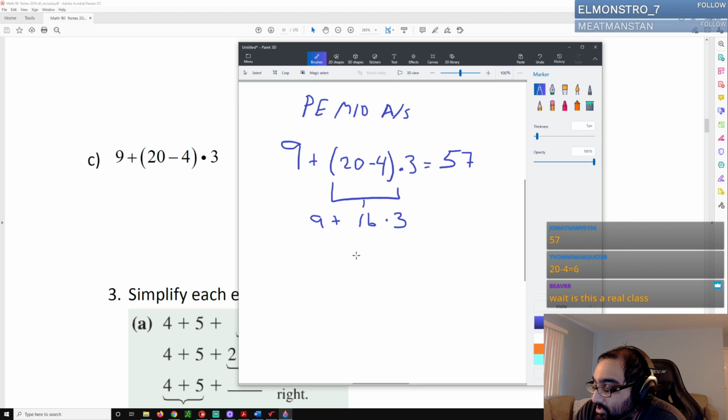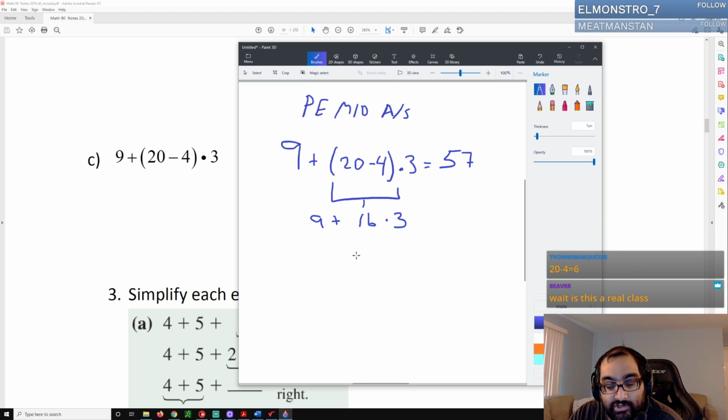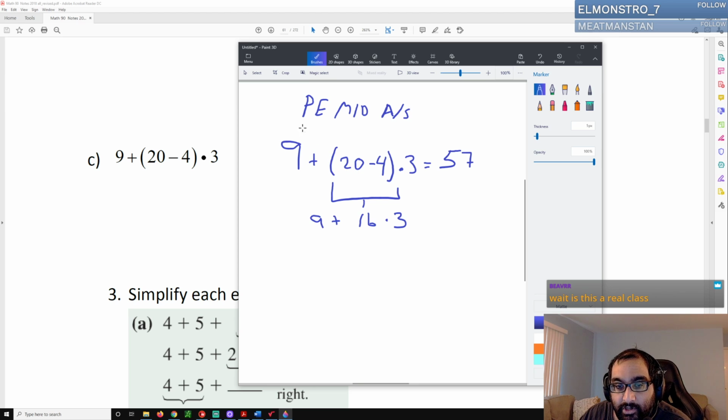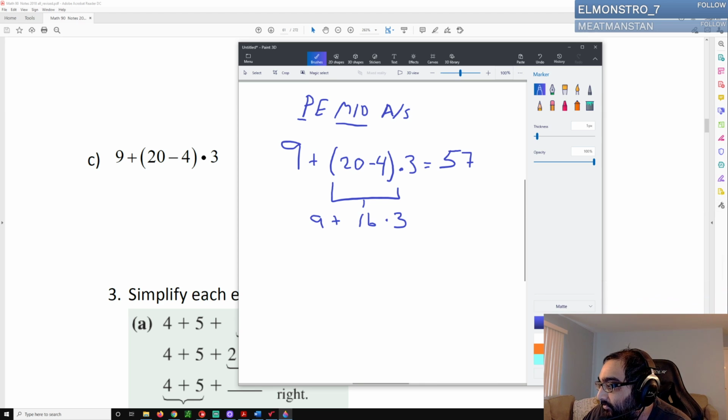I know the common mistake here, and I'm glad we're getting this dialogue out, because we always think we go from left to right, but remember, we have to look at priority as well. So we did parentheses first, then we have to do multiplication, and then we do the addition. That's why we have the order of operations, because we look at the priorities.